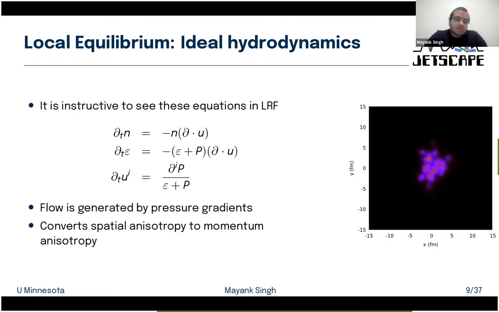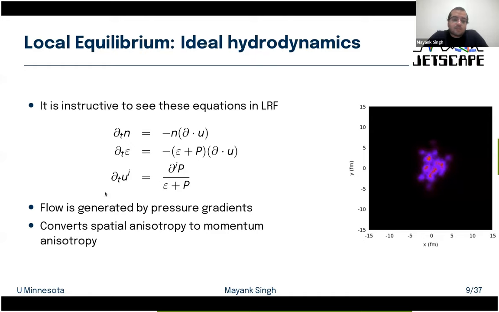So it's very helpful to see these equations of ideal hydrodynamics in the local rest frame, and that tells us how the system evolves, how the flow develops. So the conserved charge current equation essentially looks like this. The local charge density changes, and the change is proportional to the divergence of velocity. It's the same thing for energy density, but the flow velocity changes, and the change is proportional to the pressure gradient. So if you look at this, this is essentially acceleration. And acceleration is driven by pressure gradients.